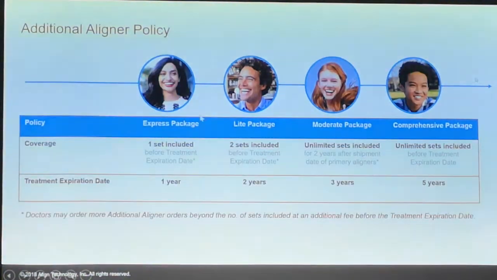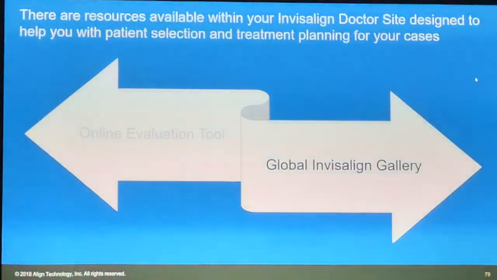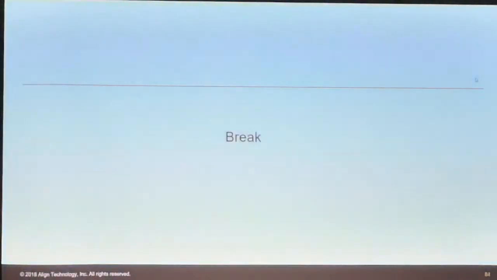So with each package, there is a number of additional aligner sets they allow. With the express package, with a maximum of 7 aligners, they will allow you to do 1 set of additional aligners. And with the light package, with a maximum of 14 aligners, they will allow you to do 2 sets of additional aligners, included in the price. And with the moderate package, with a maximum of 26 aligners, they will allow you to do a limited set of additional aligners within 2 years. And the comprehensive package, they will allow you to do a limited set of additional aligners within 5 years of the treatment.